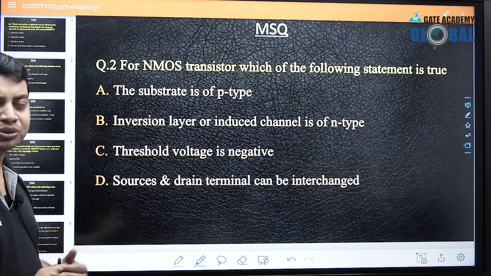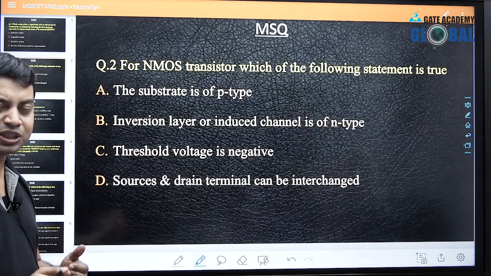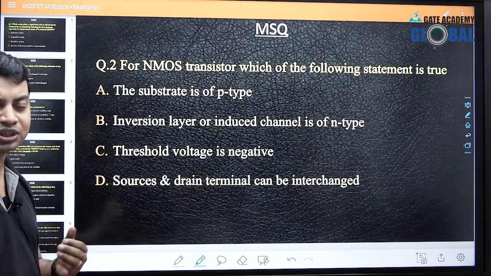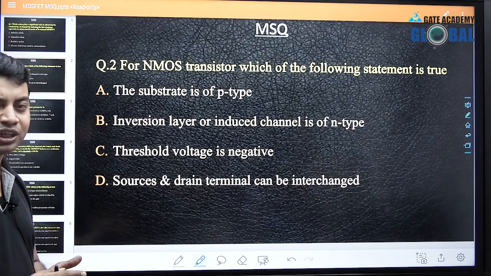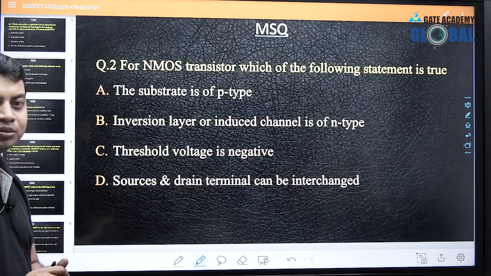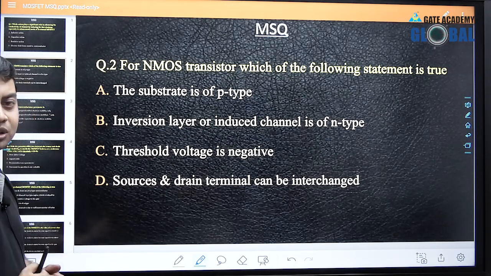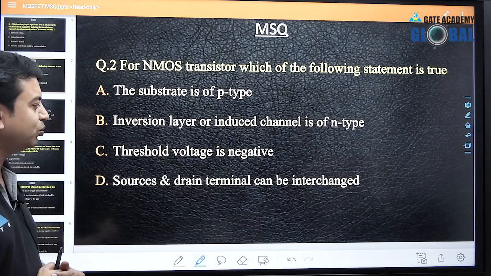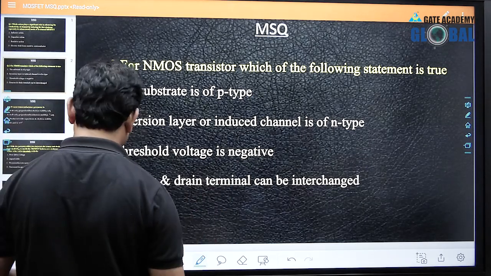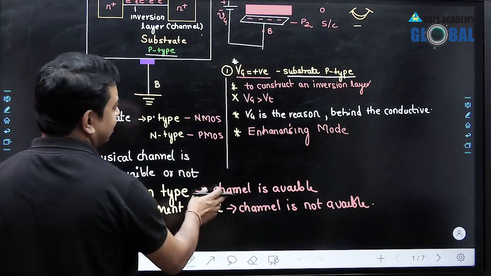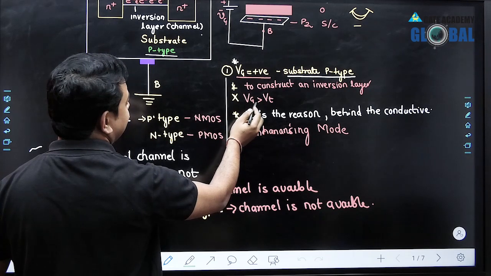In general, this question is of the enhancement type, because whenever nothing is mentioned in the question about whether it is in depletion mode or not, we by default take it as an enhancement mode MOSFET. So if you take this as an enhancement type MOSFET, then saying the threshold voltage is negative is wrong, because in NMOS the threshold voltage must be that which is applied at the gate terminal.